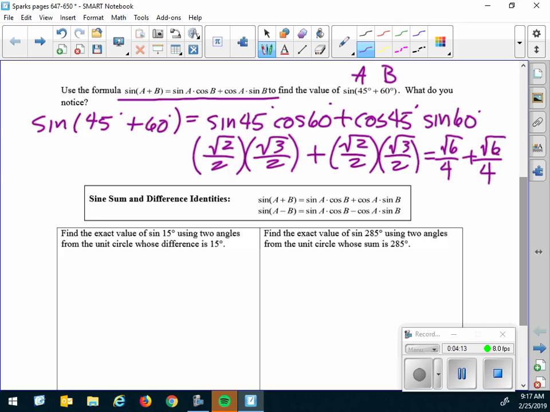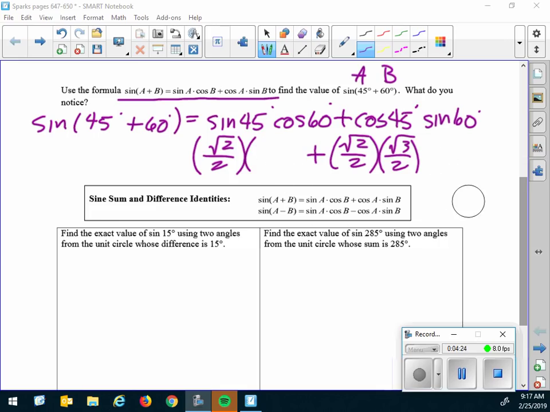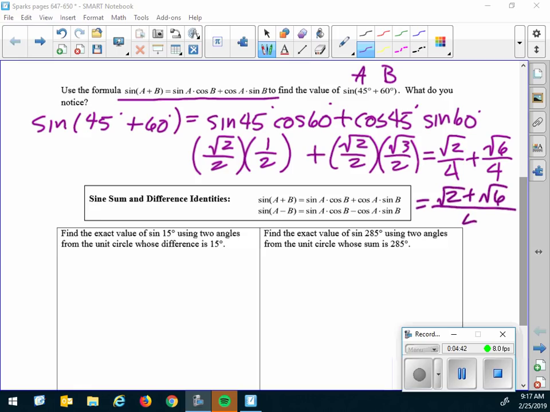Hang on just a minute. Well, it will help if I do it right, won't it? I knew there was something wrong there. Let's go back right here, because the cosine of 60 degrees is not square root of 3 over 2, is it? Cosine of 60 degrees is a half. That's better. So what have I got? I've got square root of 2 over 4 plus the square root of 6 over 4. So that's the square root of 2 plus the square root of 6, over 4.